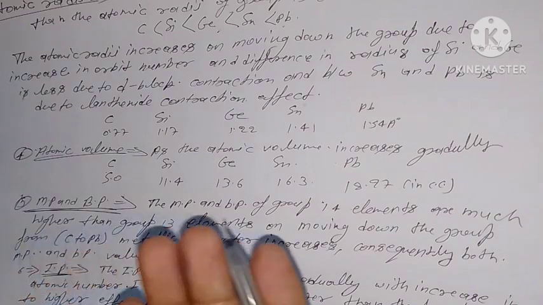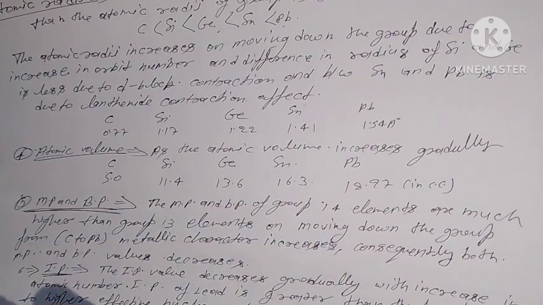The ionization potential value decreases gradually with increase in atomic number. Ionization potential of lead is greater than that of tin due to higher effective nuclear charge of lead.